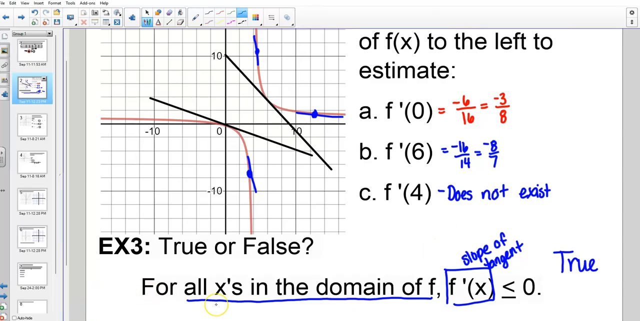Because this is only asking us if this is true for all x's in the domain of f. 4 is not in the domain of f because it's a restriction on your domain there. So since 4 is not in the domain, we're just saying everywhere it does exist, what is the derivative? Does that make sense? Okay, all right.